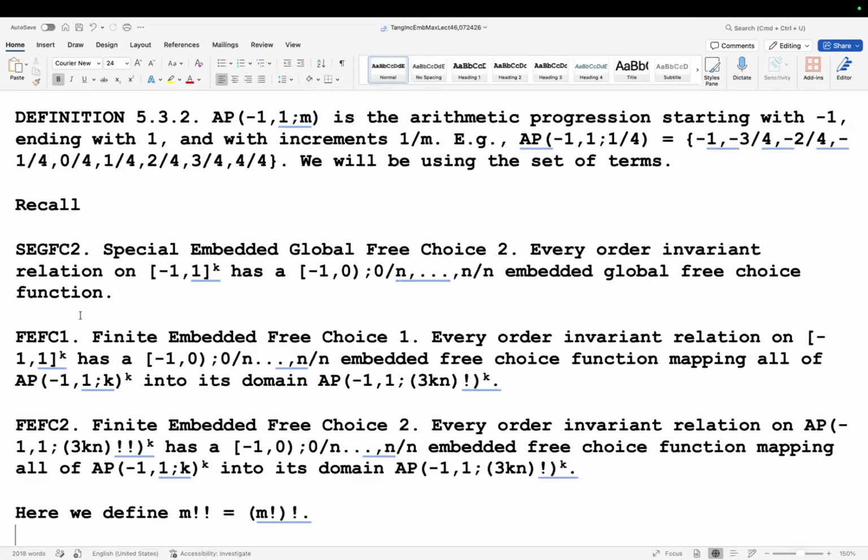Right? Okay, now what am I saying? I'm saying, given an order invariant relation, obviously I have a blank embedded choice function because it could be the empty function, right?